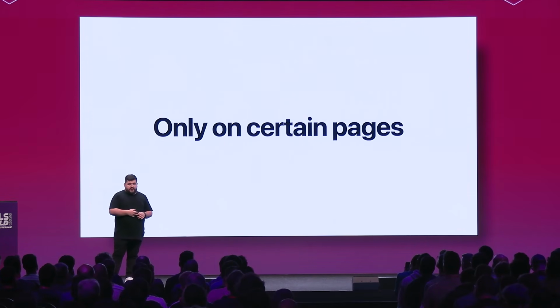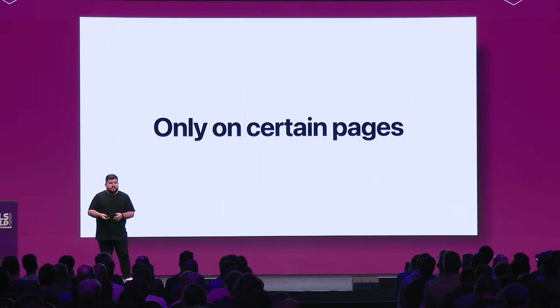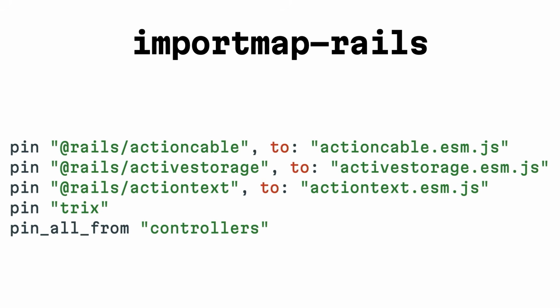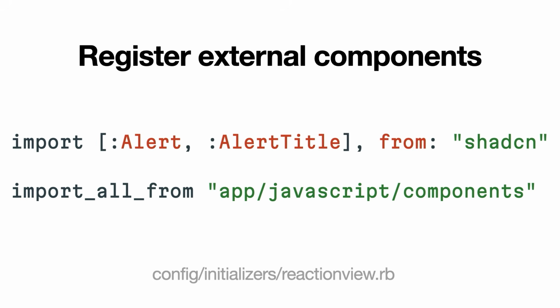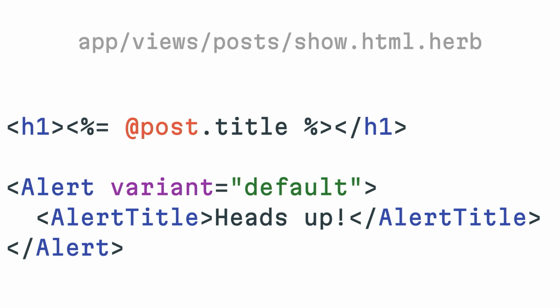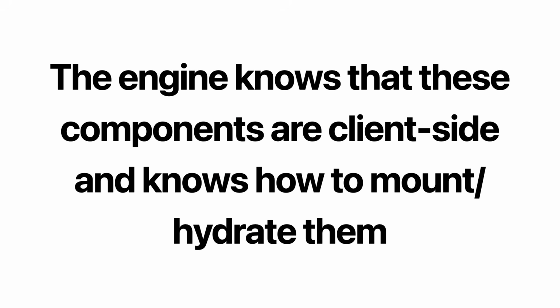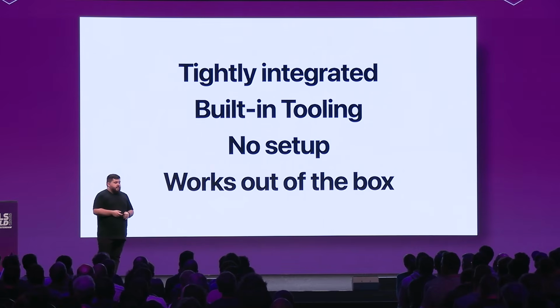Maybe you only want to use React, Svelte, or Vue components on certain pages. The idea is to do something similar to what import maps do in Rails: we register some of these components, say from shadcn or from a folder in your application. By declaring that, the ReActionView context knows about these components, and you can just use them in your regular ERB views. The engine would know that these are client-side components, how to deal with them, how to hydrate them, and how to pass props around. This is tightly integrated.